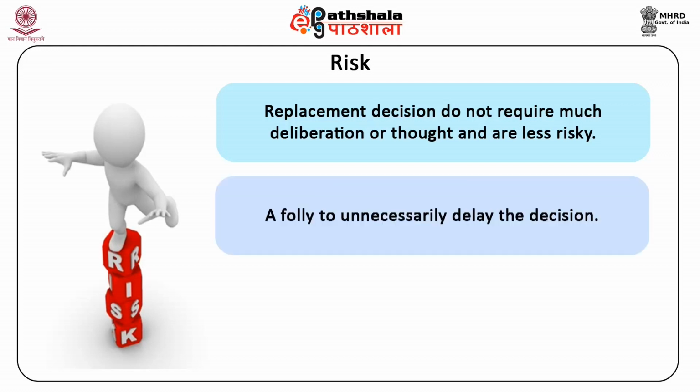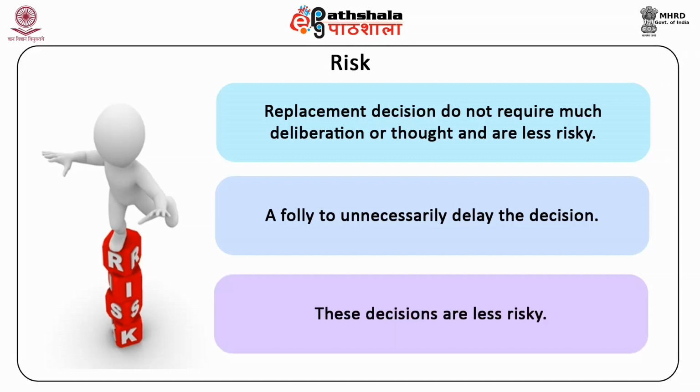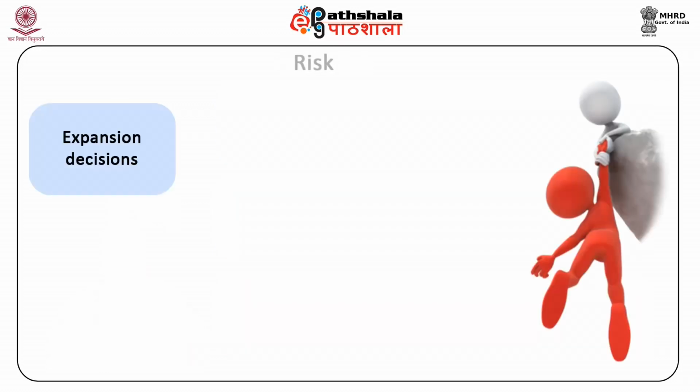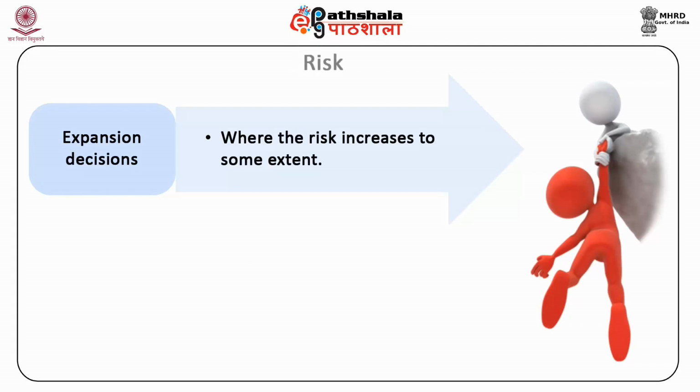Otherwise, it will be a folly to unnecessarily delay the decision. These decisions are less risky. The second type of project decisions is expansion decisions, where the risk increases to some extent. What if increased produce fails to find ready markets? So, these decisions should be taken after a careful process.